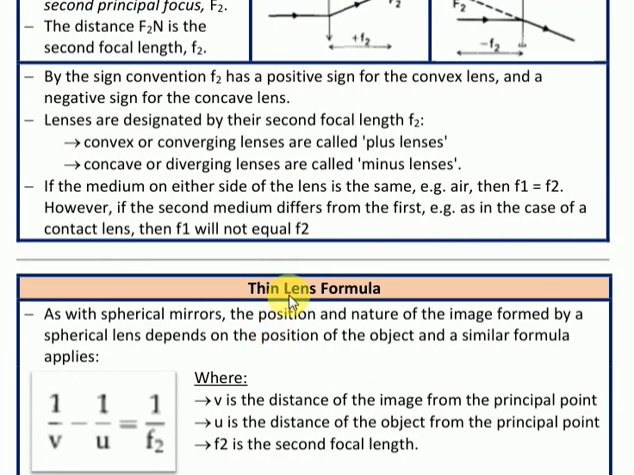Thin lens formula: as with spherical mirrors, the position and nature of the image formed by a spherical lens depends on the position of the object, and a similar formula applies. This is the formula. In this formula, V is the distance of the image from the principal point, U is the distance of the object from the principal point, and f2 is the second focal length.